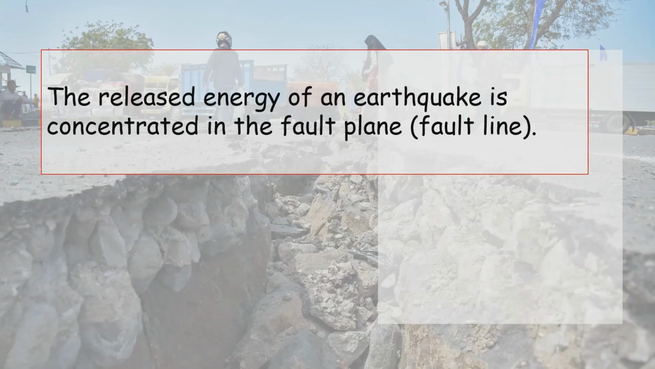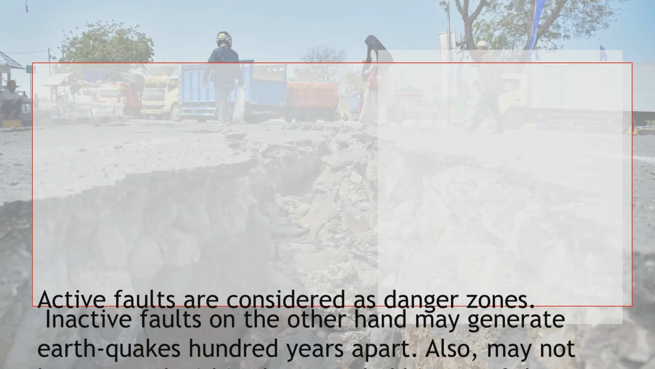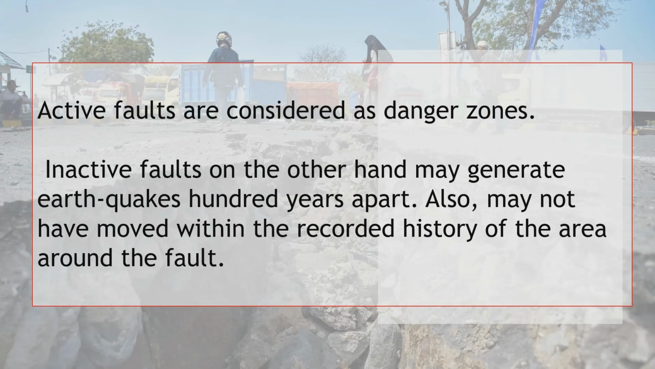Next, the release of energy of an earthquake is concentrated in a fault line or fault plane. The epicenter, on the other hand, where the seismologists locate the origin of the earthquake, is exactly on top of the focus. Kaya, sabi ng mga seismologists, dun makikita ang epicenter, the origin o yung pinagsimulan ng lindol. At yung epicenter ay matatagpuan sa ibabaw ng focus. Right? Active faults are considered as dangerous zones.